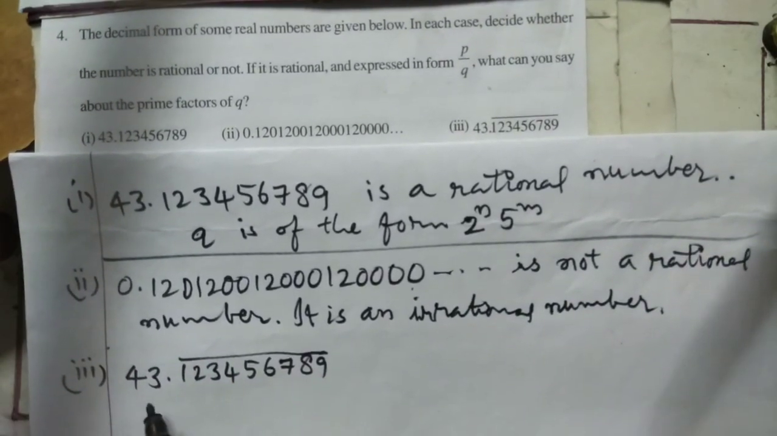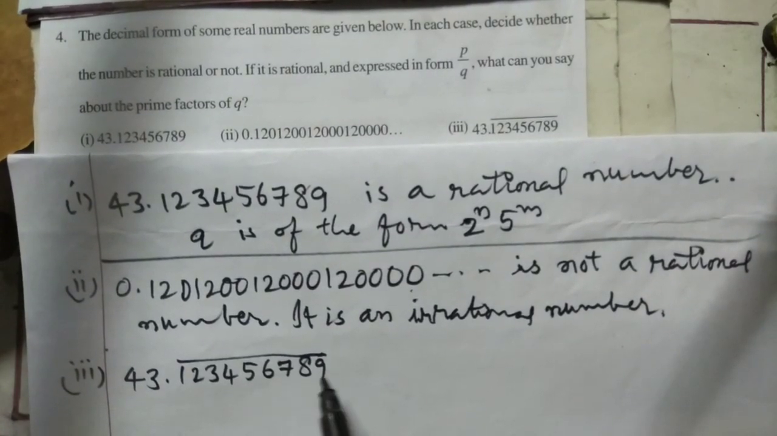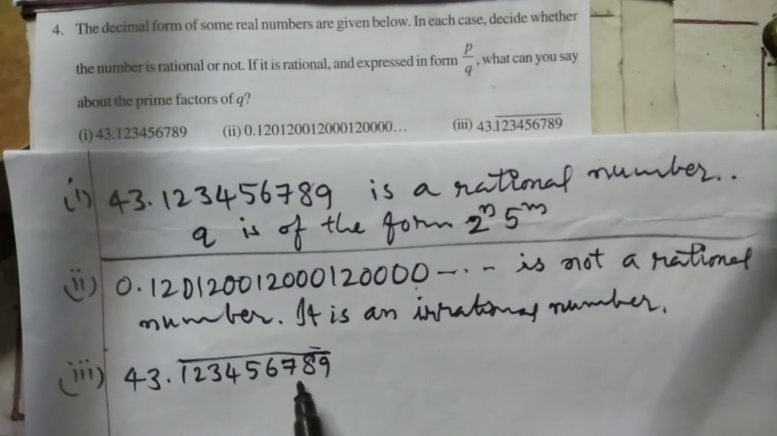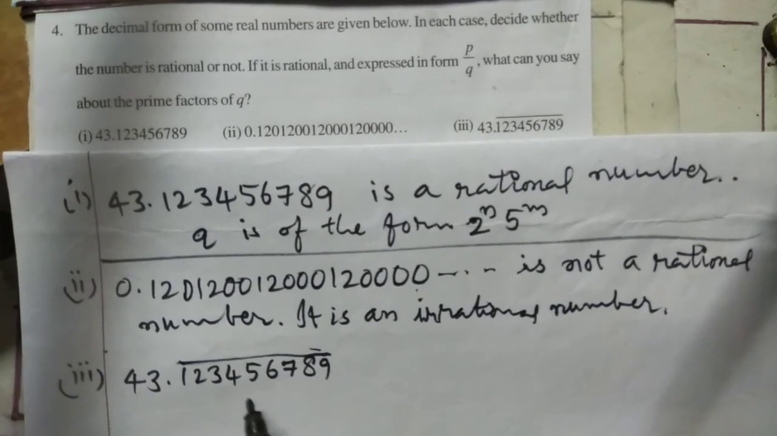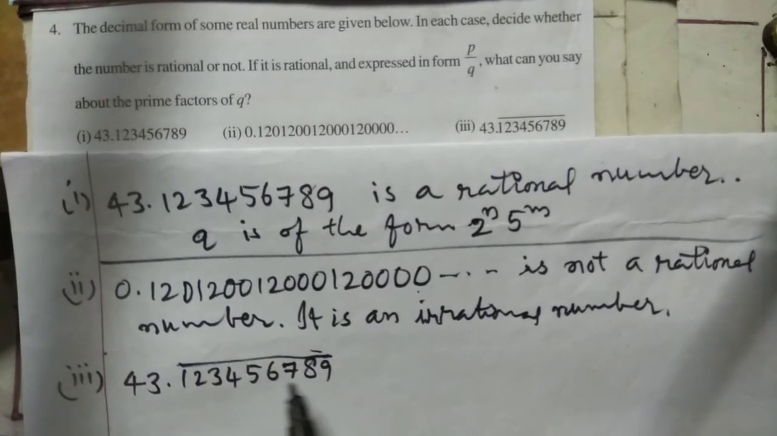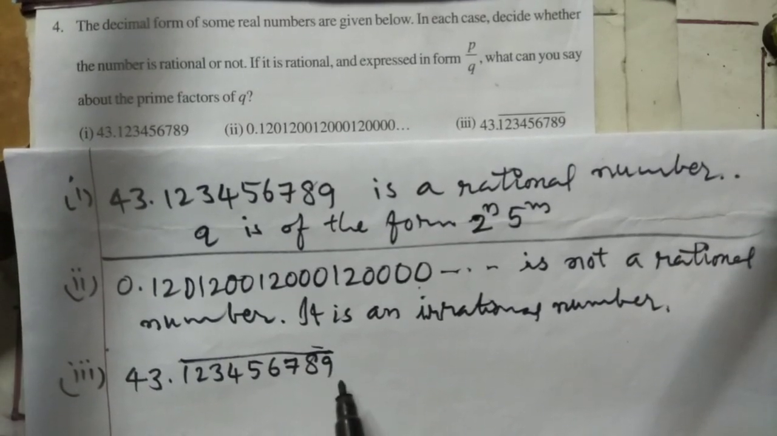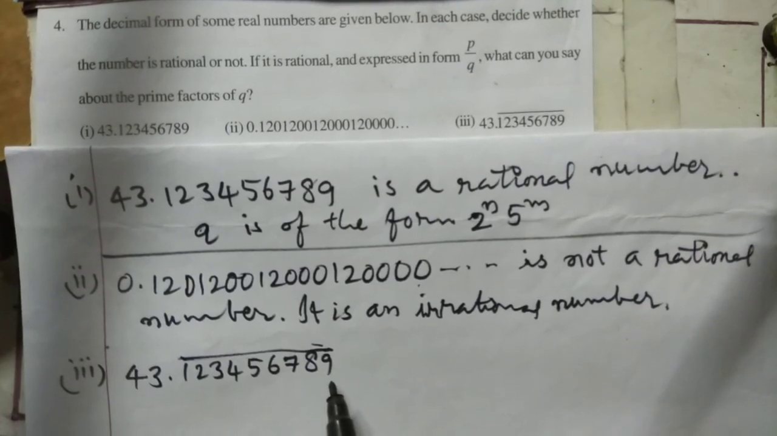Next, third one, 43.123456789 with a bar. Here 123456789 is called the period. This is a repeating decimal expansion. So it is a rational number.